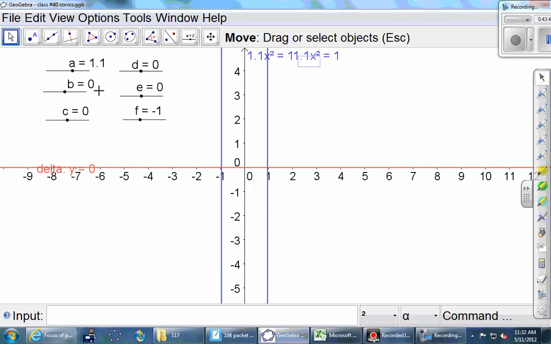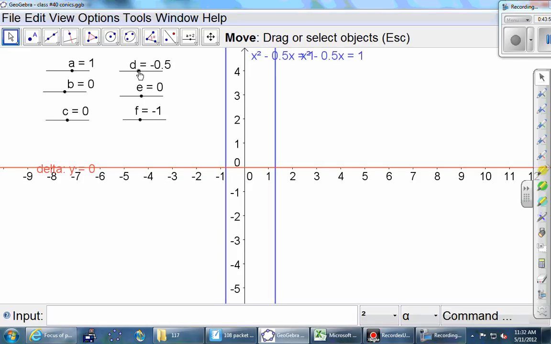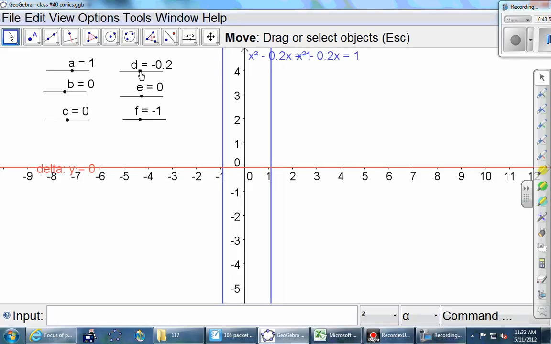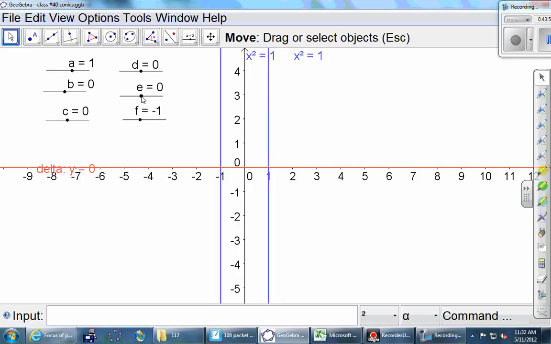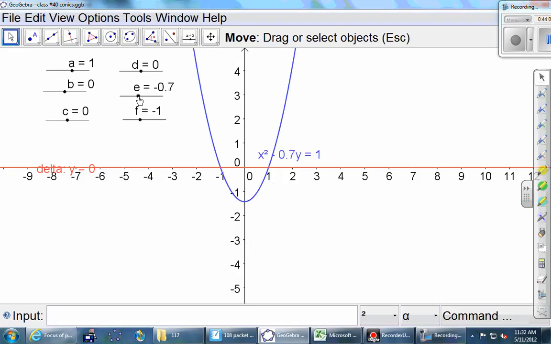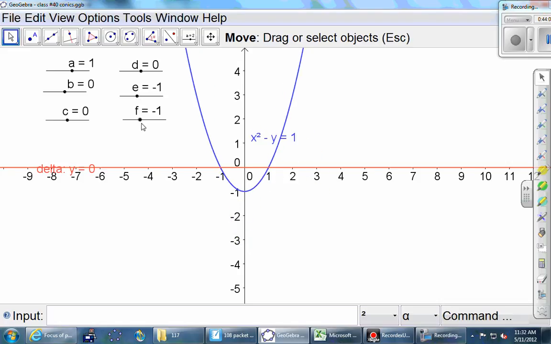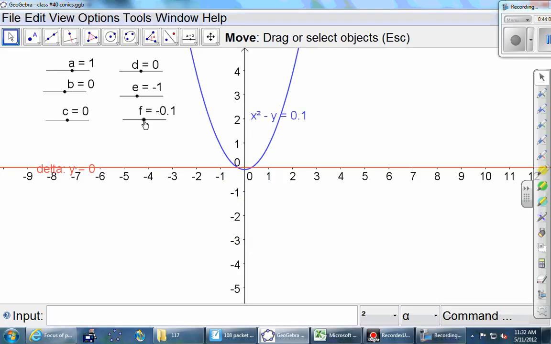Okay, A is 1, that's close enough. A is 1. What was it? D needed to be -1 and F needed to be 0. D needs to be, oh, E is -1? That's right, thank you. E, oh, look at that. E is -1 and F was 0.